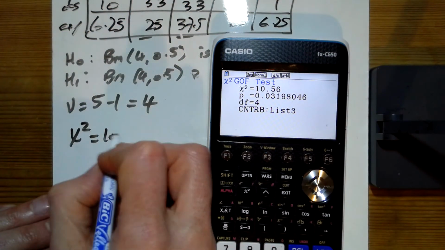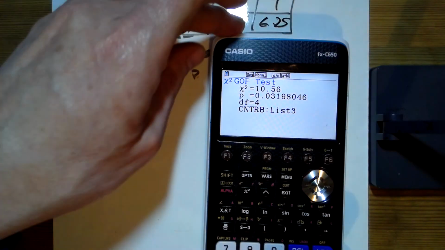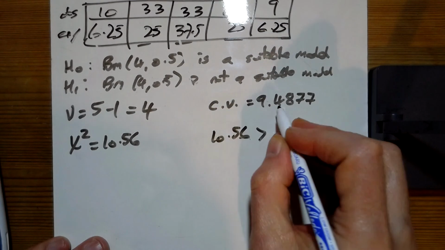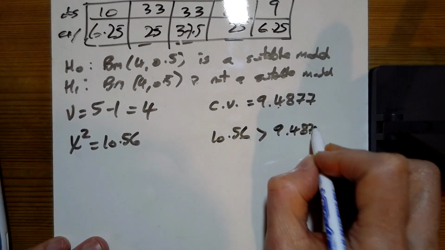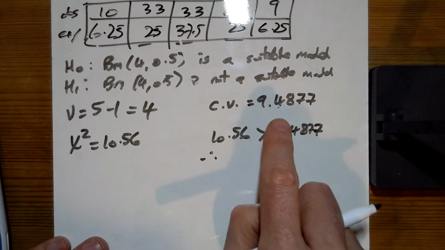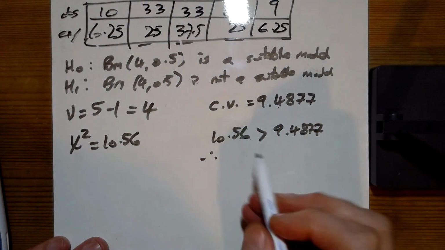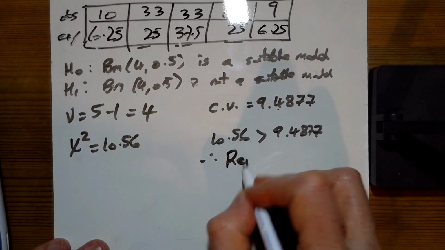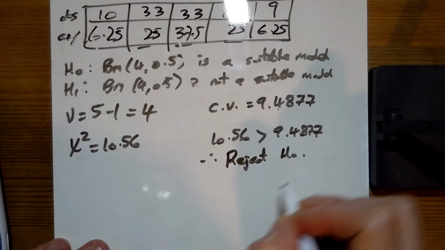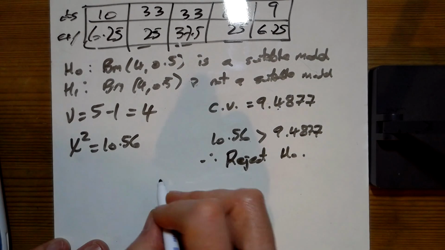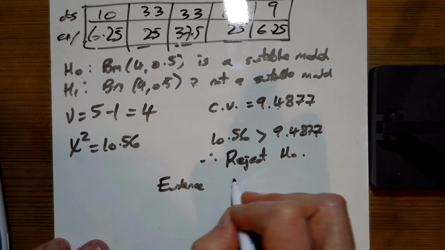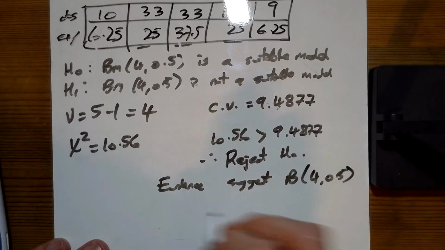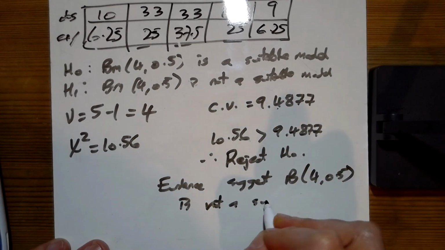So we can go there straight away that we've actually got our chi-squared value. Our chi-squared value is 10.56. So 10.56 is bigger than our critical value of 9.4877. So it's too far out. We'd really like that total to be 0, to be spot on. We'll allow it up to 9, but 10.56 is too big. So we will reject H0. And so we will then say evidence suggests it's not a suitable model. Binomial 4 0.5 is not a suitable model.